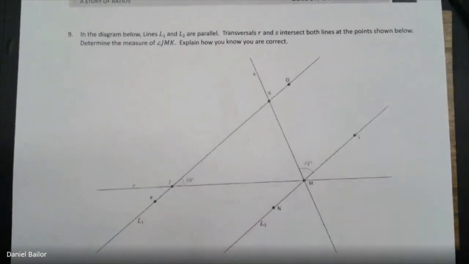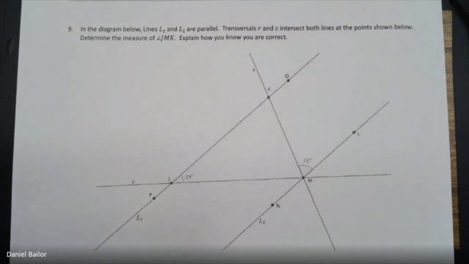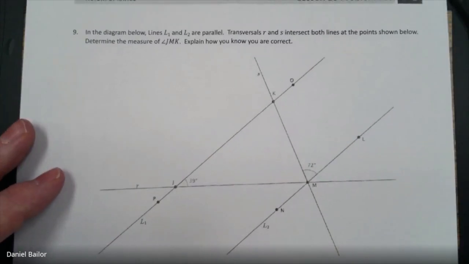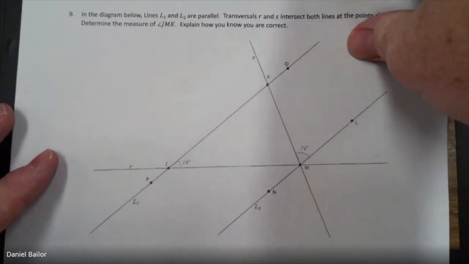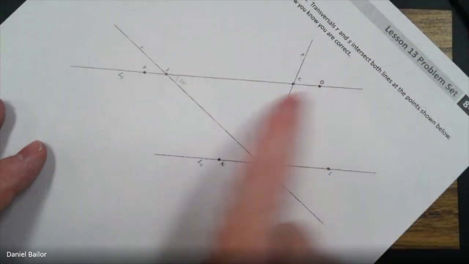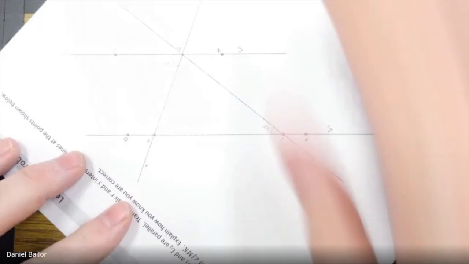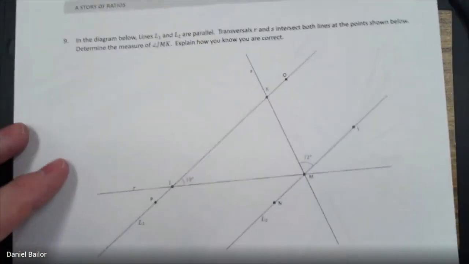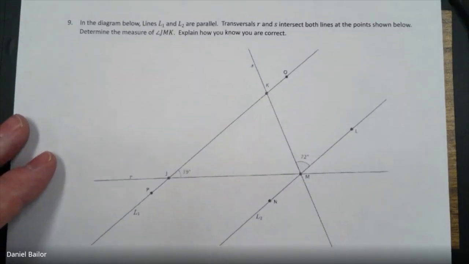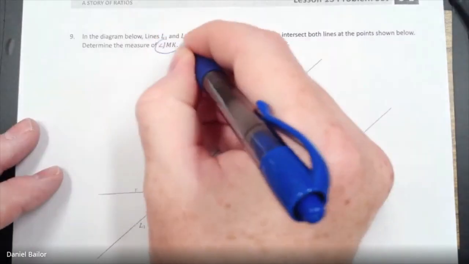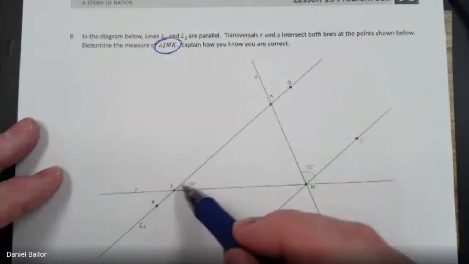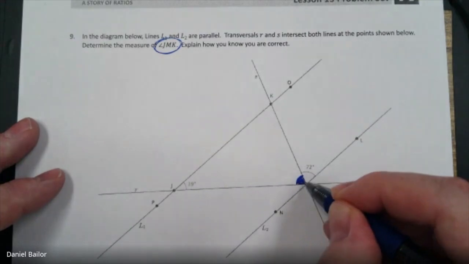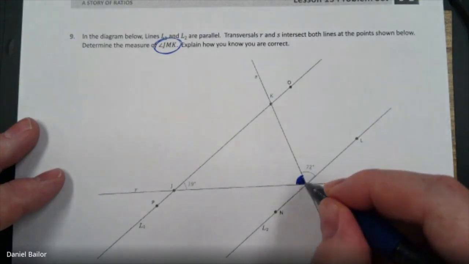Number 9, they want you to find a missing measurement. So this is going to be using the same rules before. Now, it might help you right here to spin your paper and make these lines parallel. You might even spin it this way to see the triangle they're talking about right here. But you can put your paper whatever way to understand. But they are asking you to find angle JMK, which JMK is this one right here. They want you to find that blue angle down there.